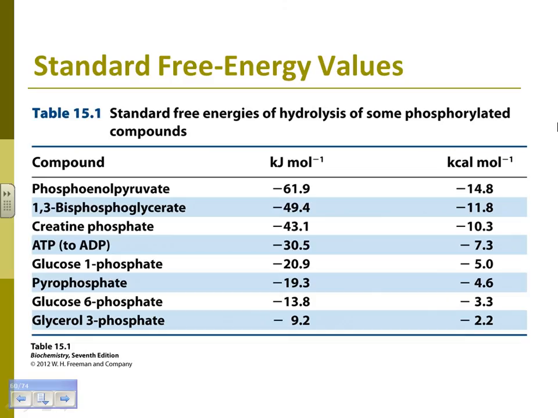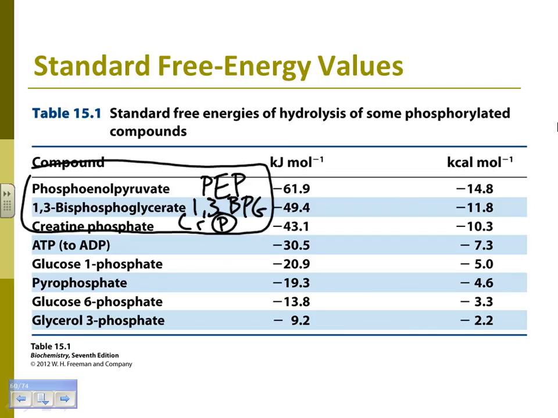All right, standard free energy values. There are three that you need to know here. You don't really need to know the number. I think it's helpful to know the order of them. But phosphoenolpyruvate, which is going to be abbreviated PEP. This is going to be abbreviated 1,3-BPG. And creatine phosphate doesn't really have an abbreviation, but in the future I'm probably going to put CR. Anytime you have this, there's a P circle that stands for phosphate. So know these three. We're going to talk about them a little more.